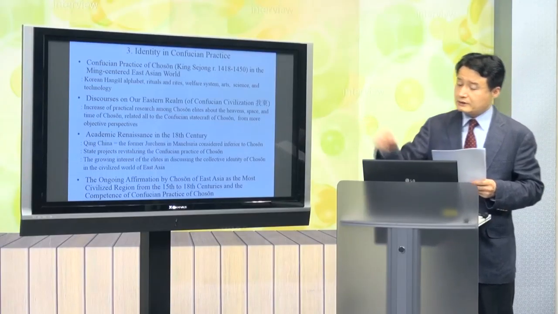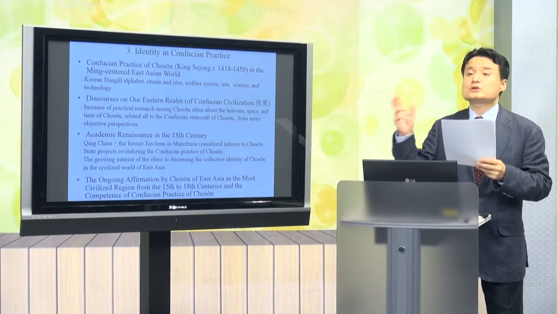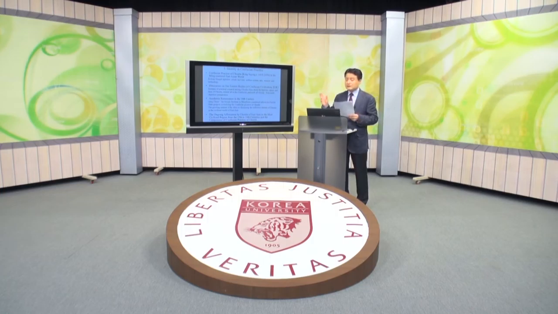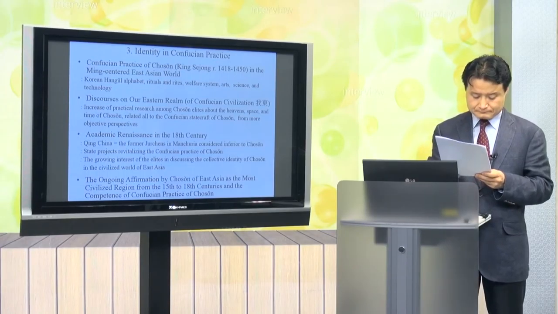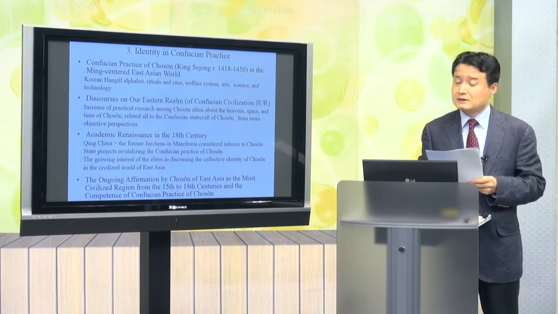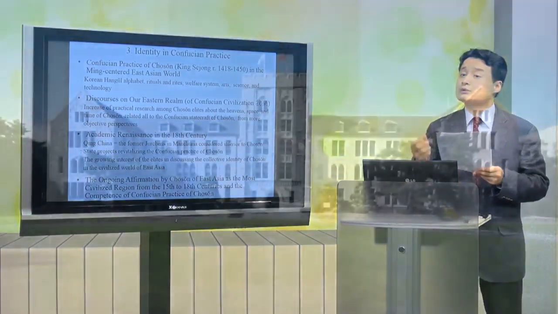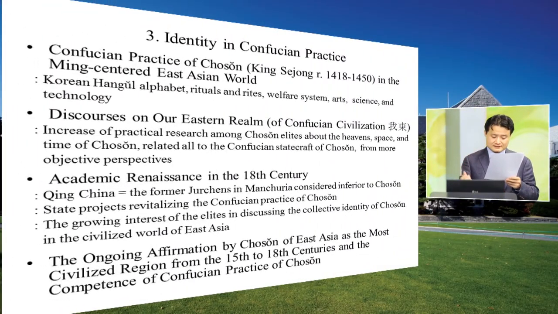And this is a time when China was controlled by the Qing, or say Qing China. The royal family of the Qing dynasty came originally from Manchuria. They used to be the Jurchen people in Manchuria, who were considered for a long time to be inferior to Joseon. So as a response, the Joseon state at that time and Joseon elites devised and strategized a variety of state projects and programs, revitalizing and re-emphasizing the Confucian practice of Joseon, the Confucian civilization of Joseon.